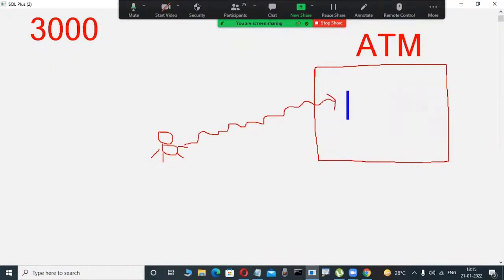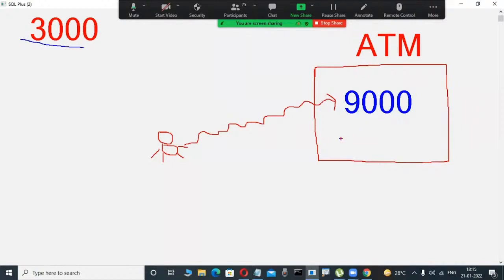Whenever I insert the ATM card, after that it asks me to enter the amount. In that case, maybe unfortunately I mentally decided to withdraw 9,000 rupees. Now, as I try to withdraw 9,000 rupees, am I getting 9,000 rupees? No. Here my balance is 3,000, but how can I get it? Okay, so 9,000 rupees is impossible.